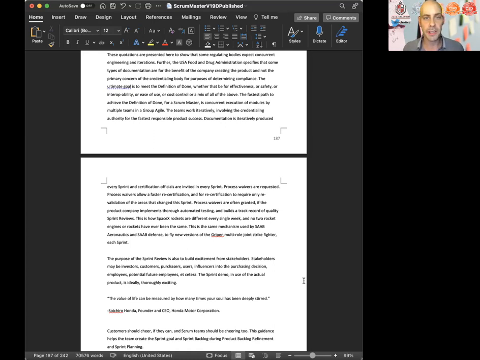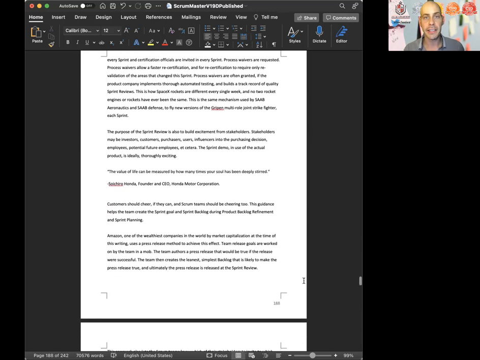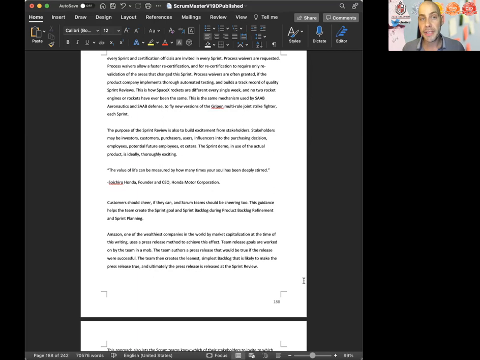The fastest path to achieve the definition of done for a Scrum Master is concurrent execution of modules by multiple teams in group agile. The teams work iteratively, involving the credentialing authority for the fastest responsible product success. Documentation is iteratively produced every sprint, and certification officials are invited in every sprint. Process waivers are requested. Process waivers allow a faster recertification, and for recertification to require only revalidation of the areas that changed this sprint. Process waivers are often granted if the product company implements thorough automated testing and builds a track record of quality sprint reviews.